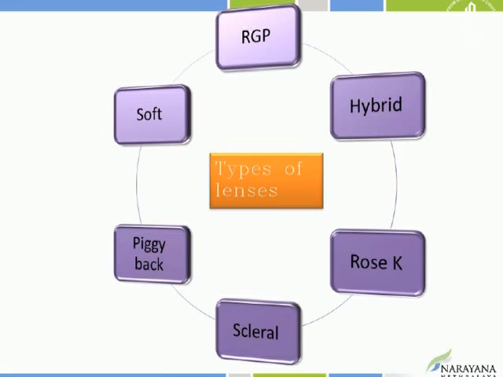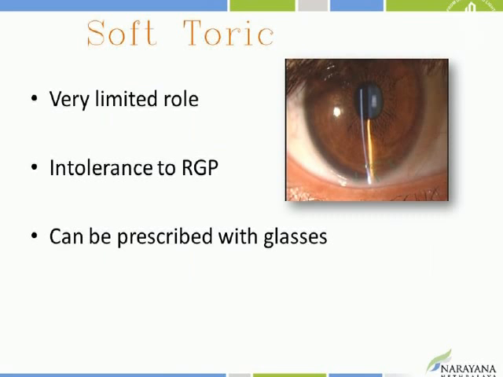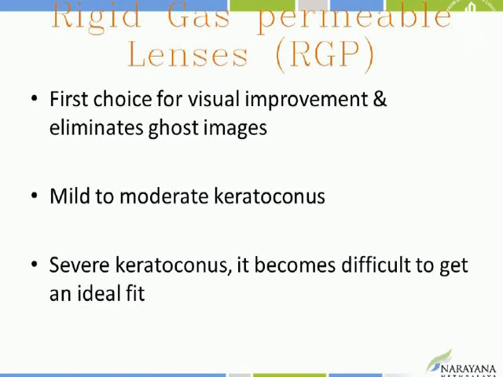To begin with, the most basic, soft toric lenses. They have a very limited role and are only used when there is intolerance to rigid gas permeable lenses, of course at the cost of vision. The maximum customizable power that you can have is minus 3.75 diopters, so the remaining can be added on with use of spectacles. The rigid gas permeable or the RGP lenses are usually the first choice in mild to moderate keratoconus, only for the reason that in severe keratoconus it's very difficult to get a fit.